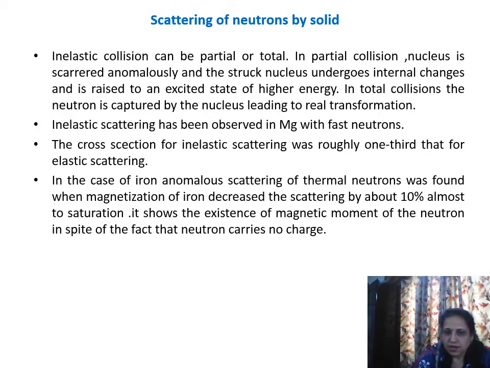In case of iron, anomalous scattering of thermal neutrons was found when magnetization of iron decreased the scattering by about 10%, almost to saturation. It shows the existence of a magnetic moment of the neutron in spite of the fact that the neutron carries no charge.